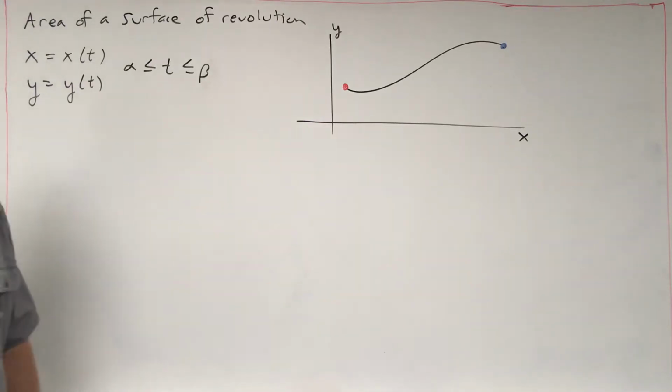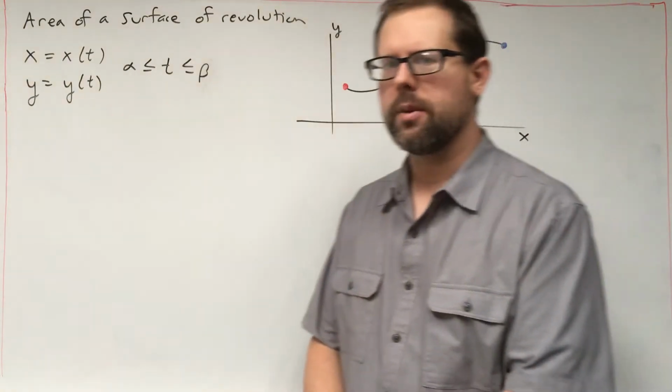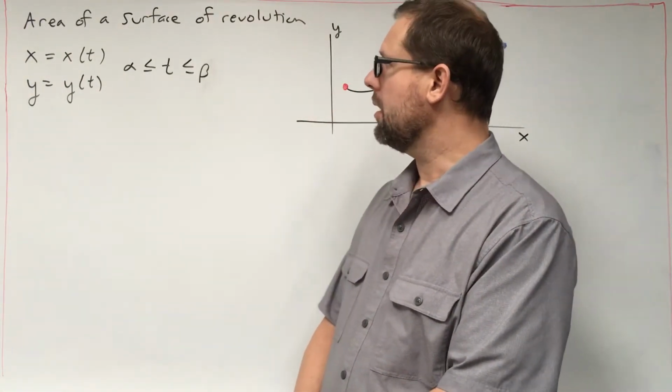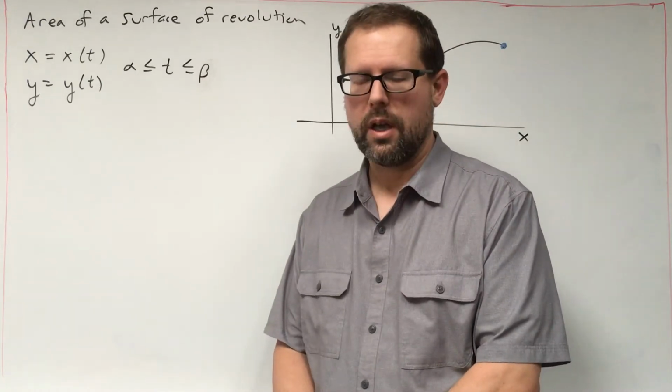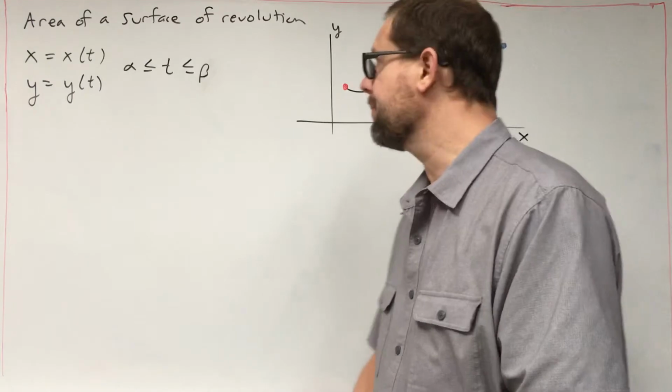Welcome back, Calculus 2 students. In this video, we're going to move beyond the arc length formula and parametric equations to a formula for the area of a surface of revolution. And so let's start by making sure we understand what that concept means.